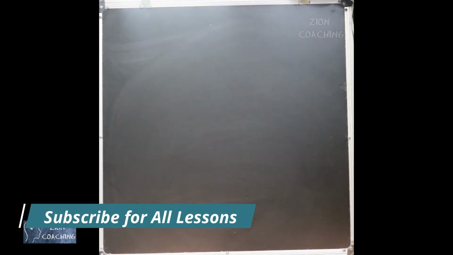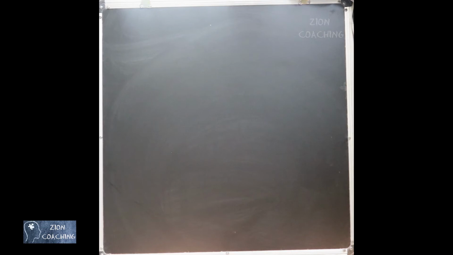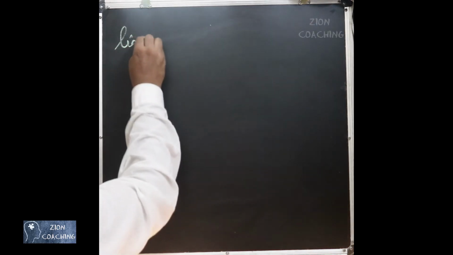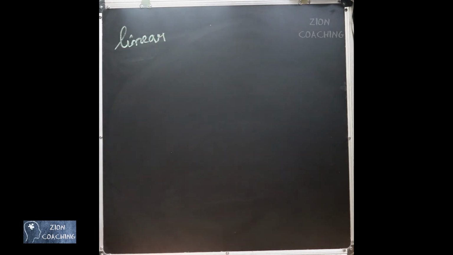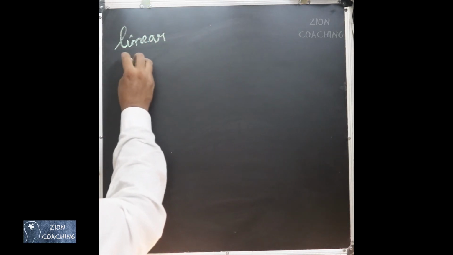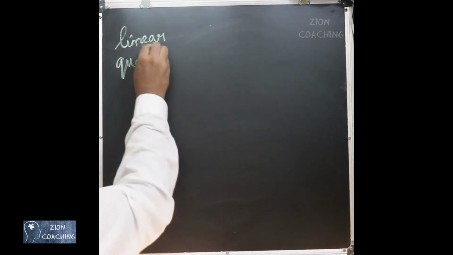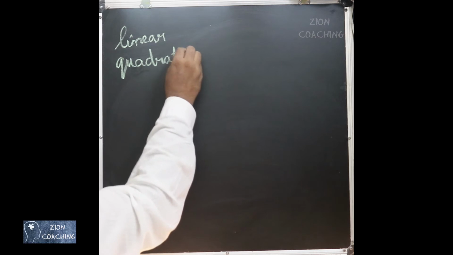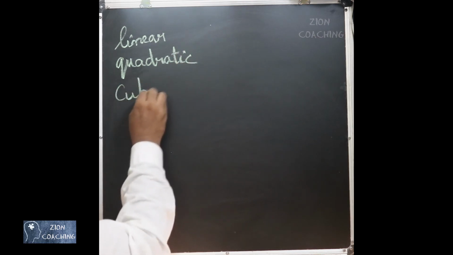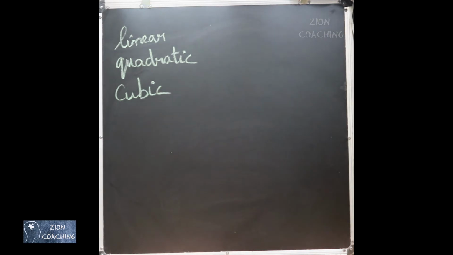Now we are going to study the geometrical meaning of the zeros of a polynomial. What is the geometrical meaning? You already know how to write algebraically the formula for any polynomial. If it is a linear polynomial, the general form I will write together. Then if it is a quadratic polynomial, or a cubic polynomial, like that we can write the general form of any polynomial. You already know all this.